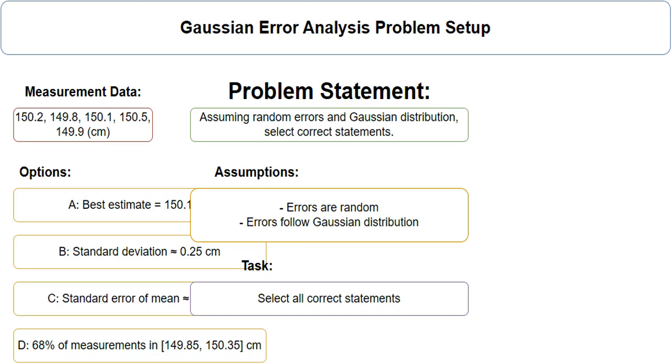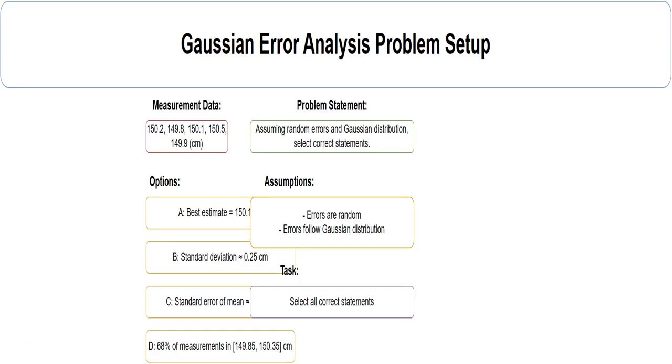The task involves understanding concepts like mean, standard deviation, and standard error to select correct statements from the given options. The assumption of random errors and a Gaussian distribution is key. Alright, let's dive into the setup of the error analysis problem. It introduces a scenario where multiple measurements of a table's length are taken. This provides a practical context for applying statistical concepts related to measurement errors.